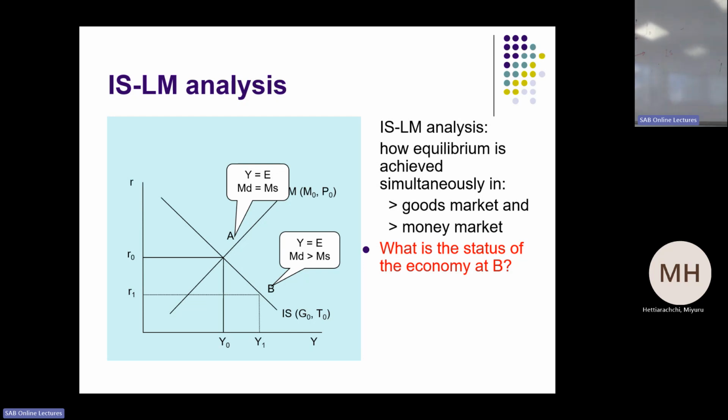Okay. We can see other points, the status of the economy. What is happening? So those are our equilibrium points. Other points move away from the equilibrium, and there is no settling there. Okay. So is it clear? Any questions?